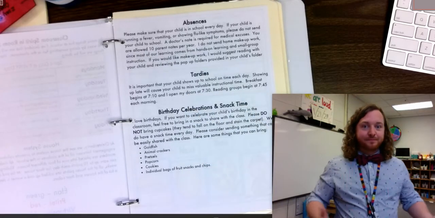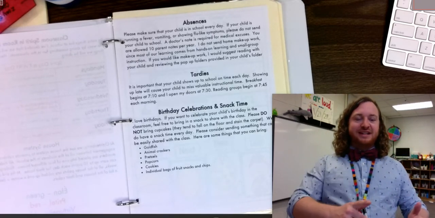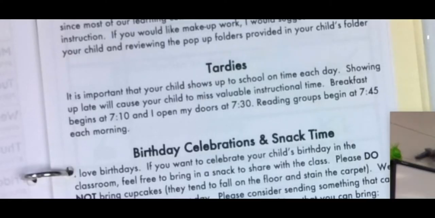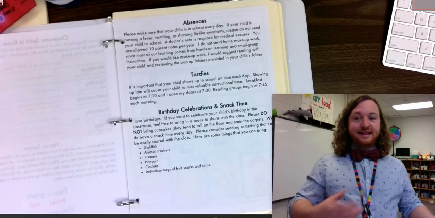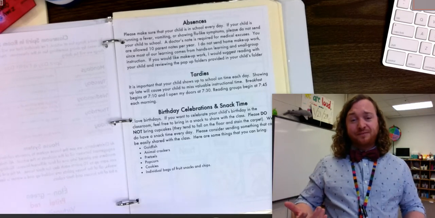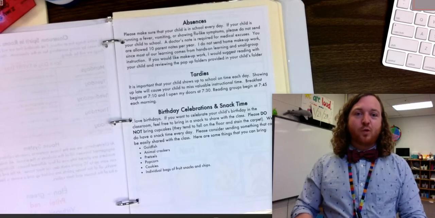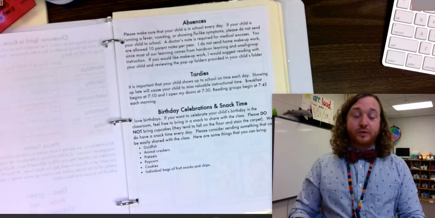Tardies, let's talk about that. The school opens at 7:10. That means kids can eat breakfast in the cafeteria from 7:10, and then I open my doors at 7:30. So from 7:10 to 7:30, the kids can eat in the cafeteria. They're spaced out. It's super safe. What happens when the kids are late? Well, they still get their breakfast, but they bring the breakfast into the classroom. They can eat in the classroom, okay? But the bell rings at 7:45. I highly encourage you to have your kid here before 7:30. I open my doors at 7:30, and we get straight to work, okay?